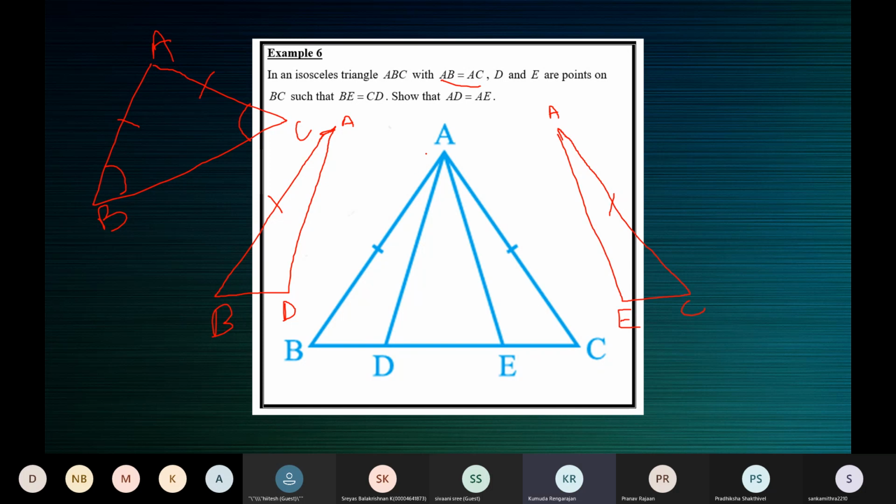See, this big outer triangle is ABC. So in triangle ABC, we know that AB is equal to AC. Opposite to AB is this angle C, not this angle, not this angle. And opposite to AC is this angle B.